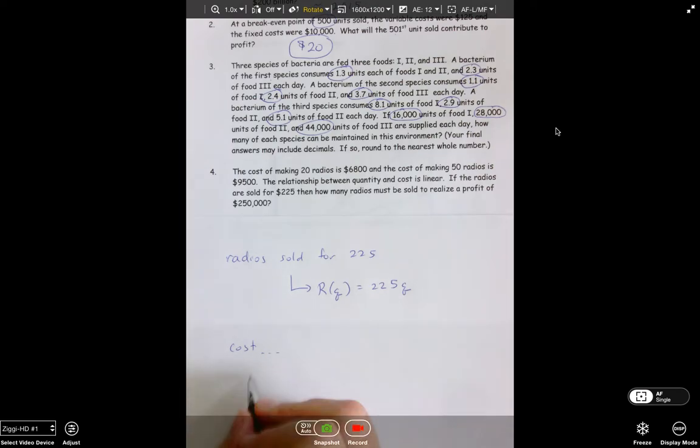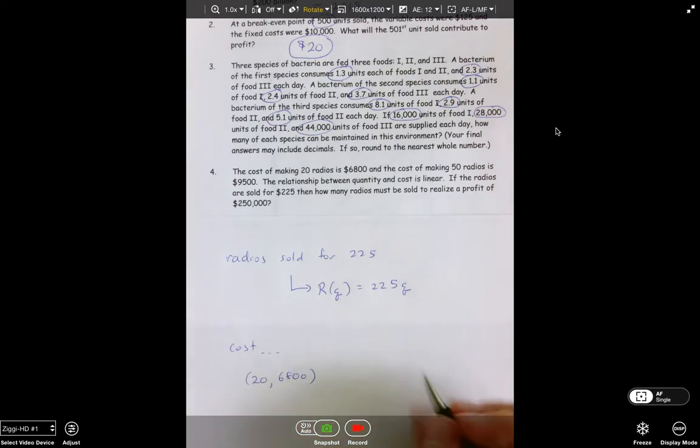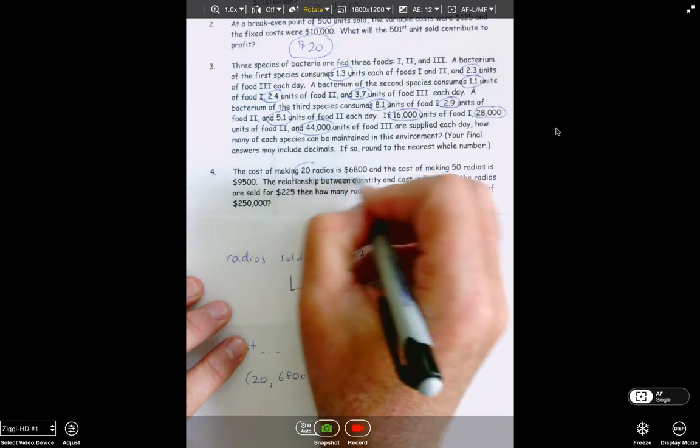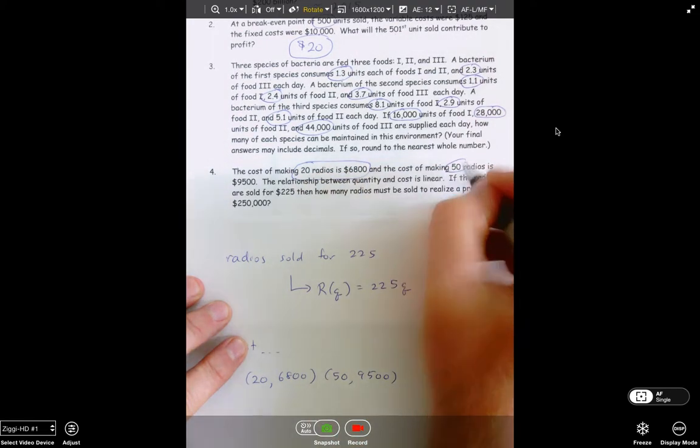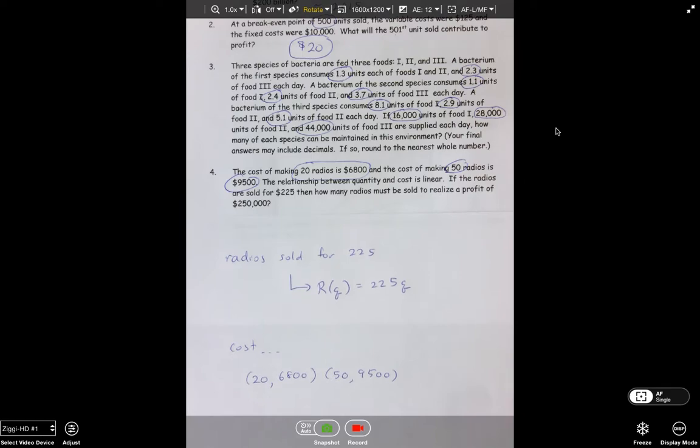So I know that I have the ordered pair 20, 6,800. And I know I have 50 goes with 9,500. And I just get that from the problem. Those two numbers go together, and that number goes with that number. So that's where I create the ordered pairs there.